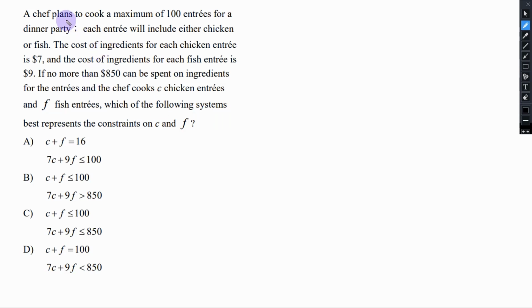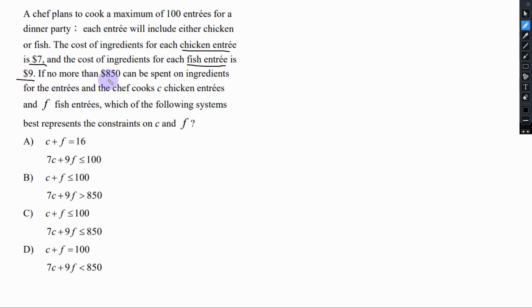Alright, next question. So here it is saying a chef plans to cook a maximum of 100 entrees for a dinner party. Each entree will include either chicken or fish. The cost of ingredients for each chicken entree is $7, and the cost of ingredients for each fish entree is $9.